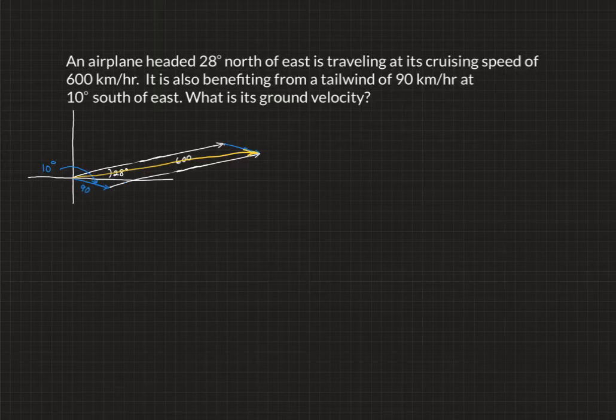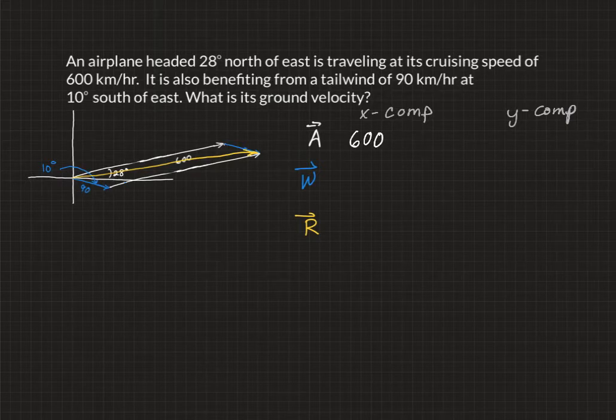Okay, so we'll let A be for airplane, and we'll let W be for the wind, and we will have a resultant vector. So yes, I've gone back to colors. It keeps me interested too. All right, our magnitude of A is 600. So the x component of A will be 600 times the cosine of the standard angle of 28 degrees. Standard angle because it's in the first quadrant. And the y component will be 600 times the sine of 28 degrees.